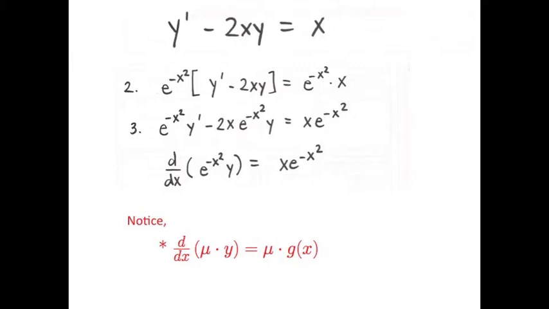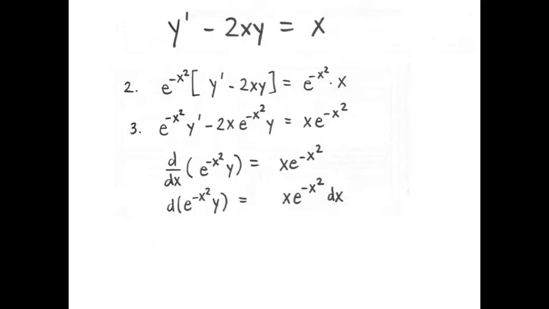Next, what you're going to want to do is you're going to start simplifying so that you can isolate the y term. You can start by multiplying both sides by dx. And then you can take the antiderivative of each side. Notice on the left side, you have the antiderivative of the derivative of e to the negative x squared times y. So those just cancel.